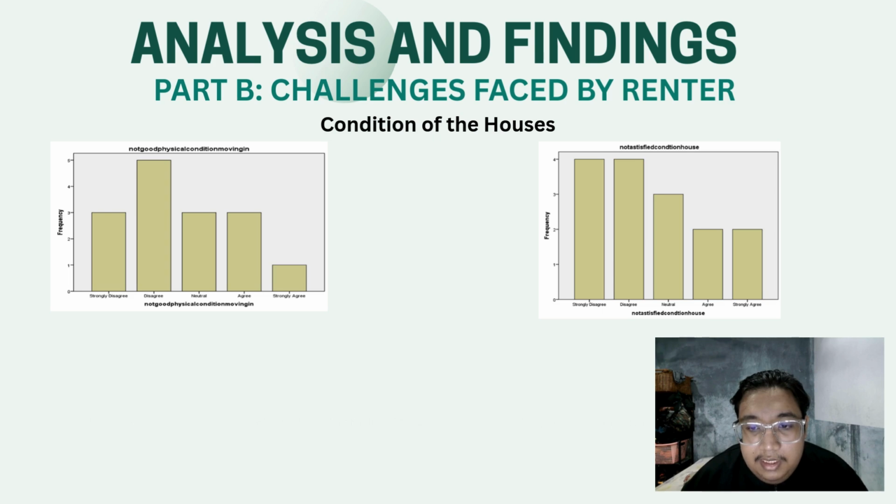The other sub question is not satisfied with the condition of the house. The respondents are as follows: two strongly agree, two agree, three neutral, four disagree, and four strongly disagree. This is based on the 15 respondents that I already told you.